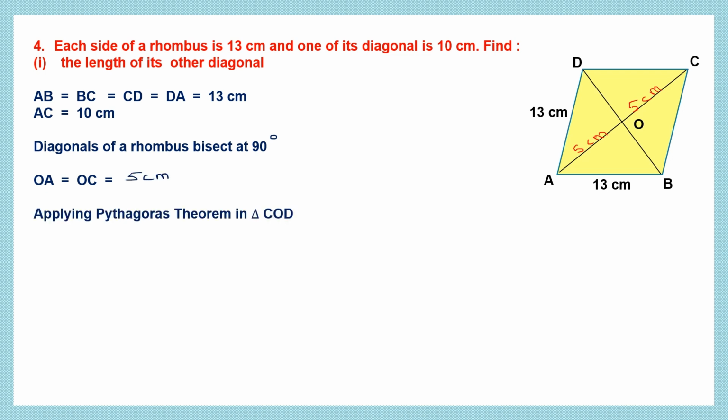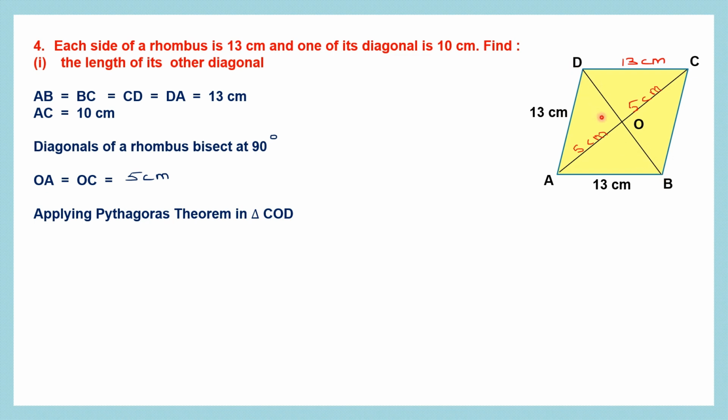Now, we need to apply the Pythagoras theorem in triangle COD. Now look at triangle COD. Now why are we applying the Pythagoras theorem? Now here we know the measurement of this side. That is 13 centimeters. So let's write that down there. That is CD is 13 centimeters. OC is 5 centimeters. Now we just need to find OD. If we find OD and then you multiply it by 2, you will get the length of this diagonal BD.